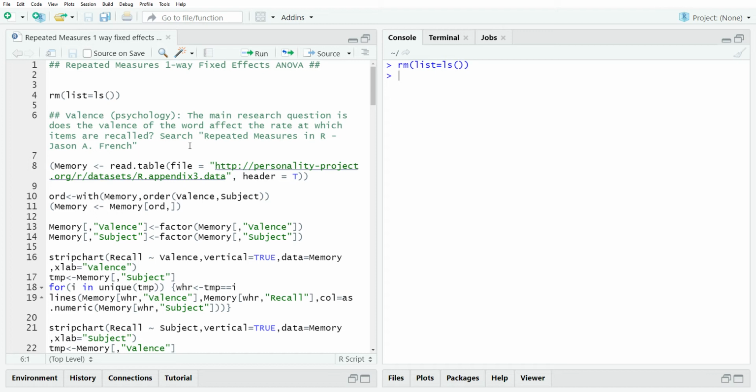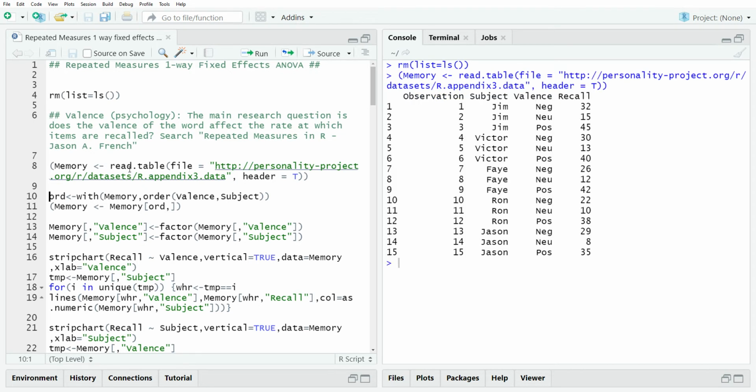Now valence, a positive valence means happy thoughts or a positive experience. A negative valence means like anger and fear. It's a negative experience. And neutral, of course, is in between. And so if you search repeated measures in R, Jason A. French, then you'll come across his website. Now I'm taking the data from his website, and here it is.